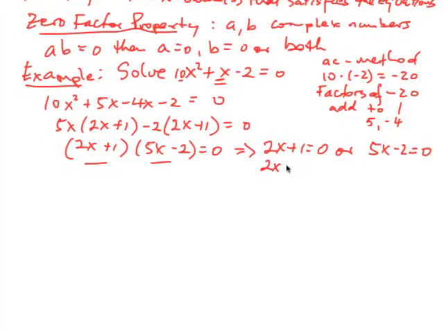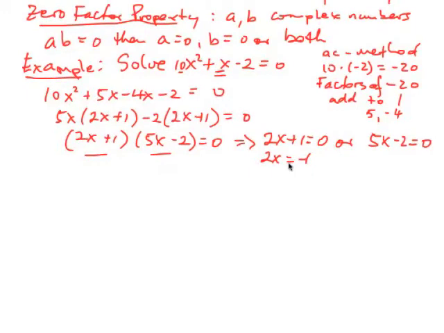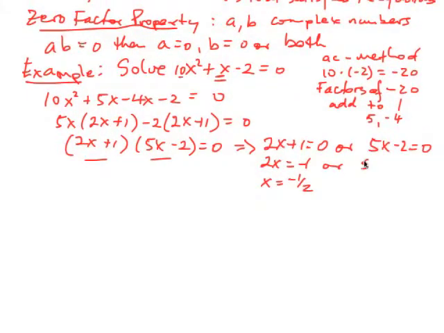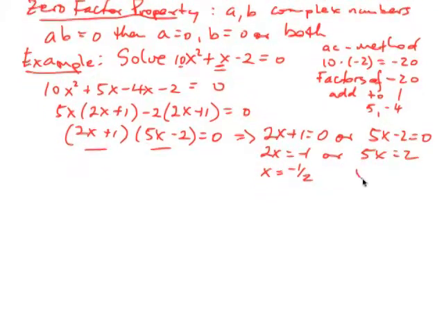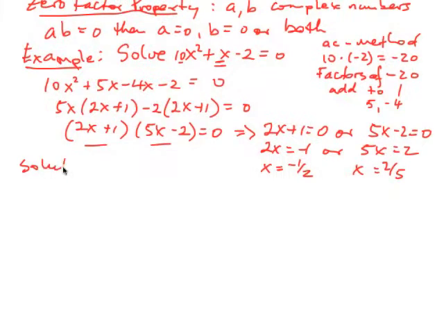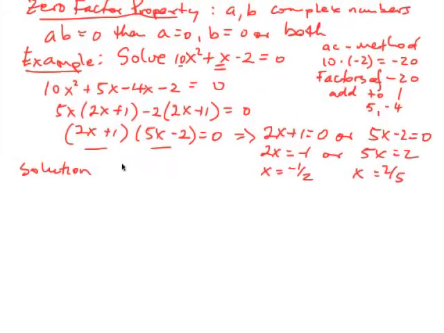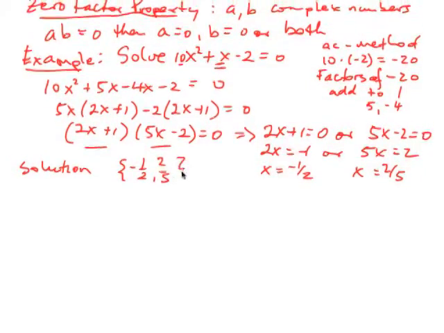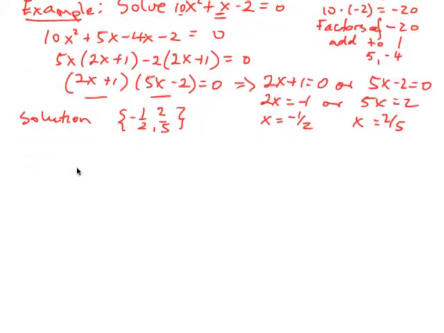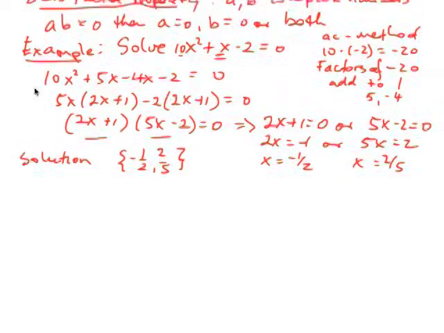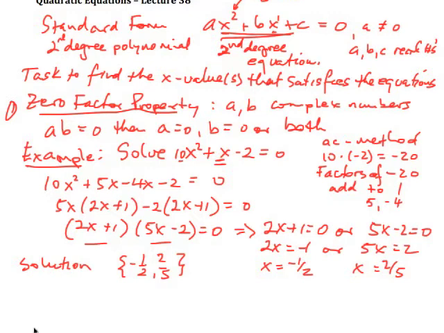Which means that 2x is equal to negative 1. We're now just solving linear equations, so x is equal to negative a half, or 5x equals 2, or x is equal to 2/5. And so my solution is simply the set negative 1/2 and 2/5. Okay, so that's how we do that particular type. That's using the zero factor property, so that's our method 1.